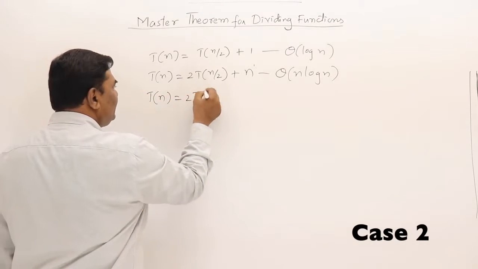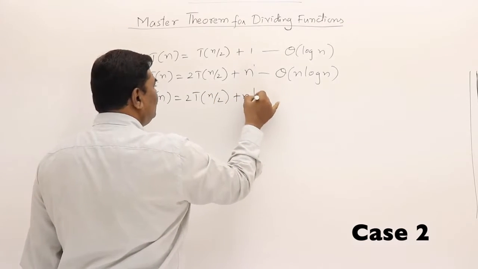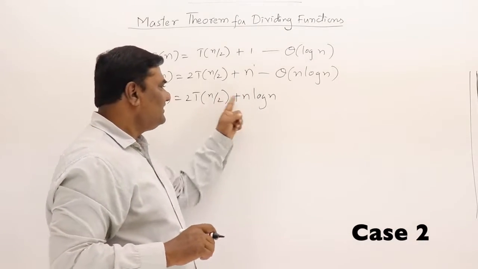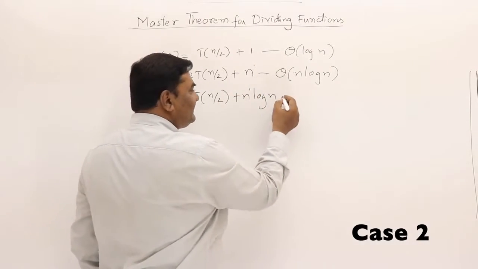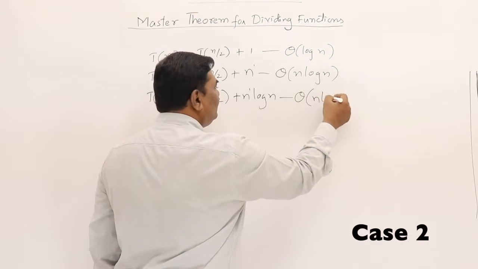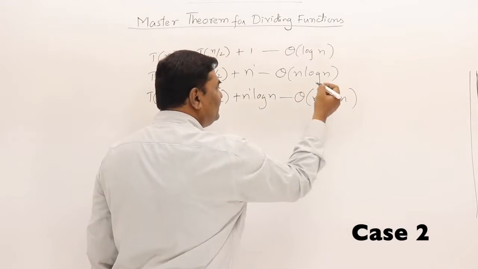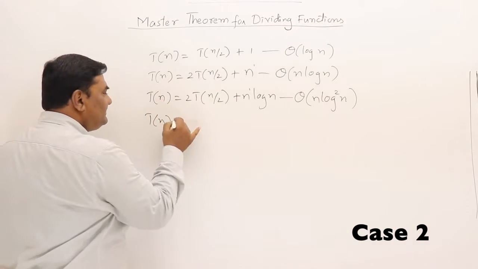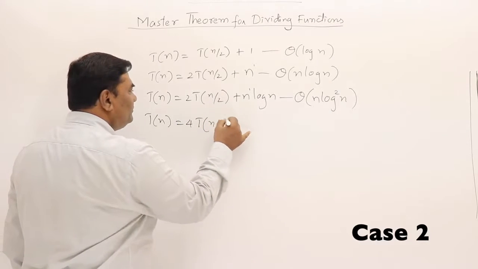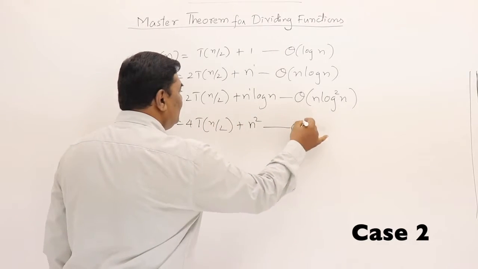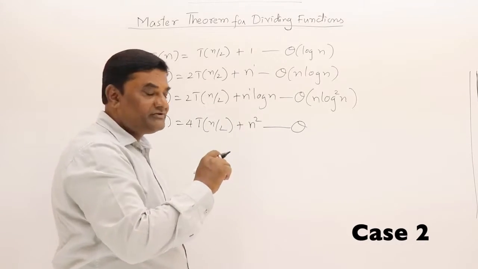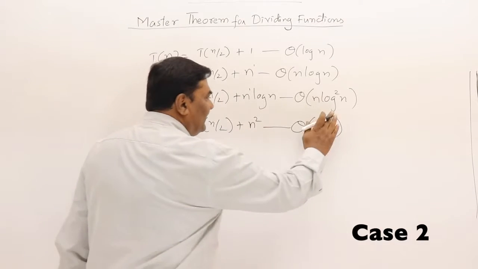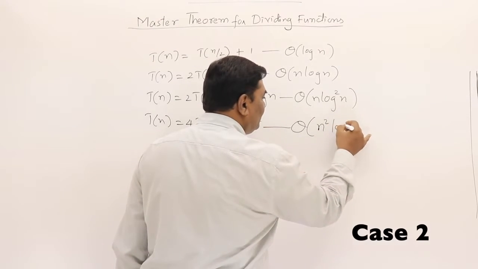T(n) = 2T(n/2) + n log n. Log 2 base 2 is 1, n^1. Both are equal, n^1. So take this as it is, n log n, and multiply by log n. So log squared. T(n) = 4T(n/2) + n^2. Log 4 base 2 is 2 and n^2, that is also 2. So you take it as it is and multiply by log n.